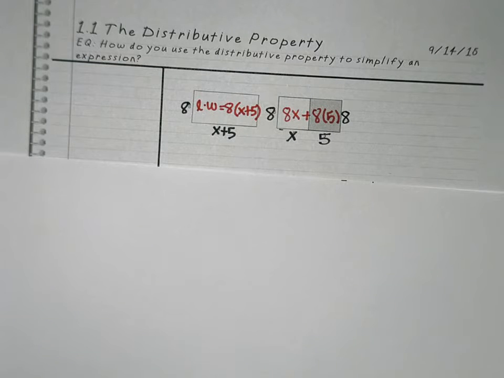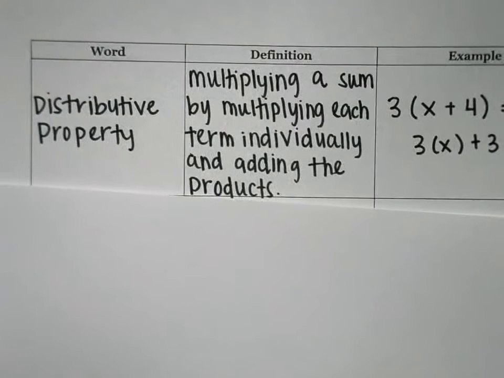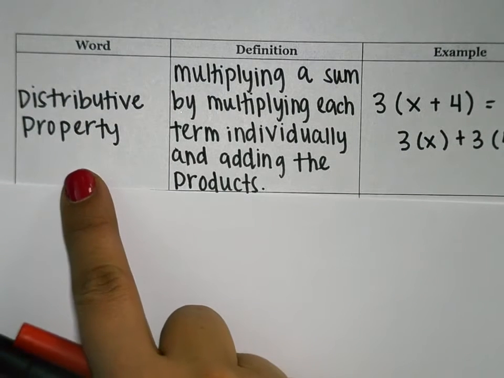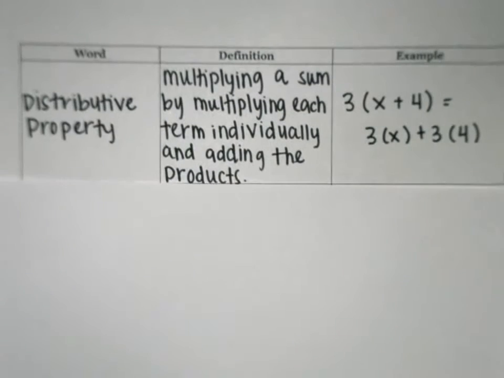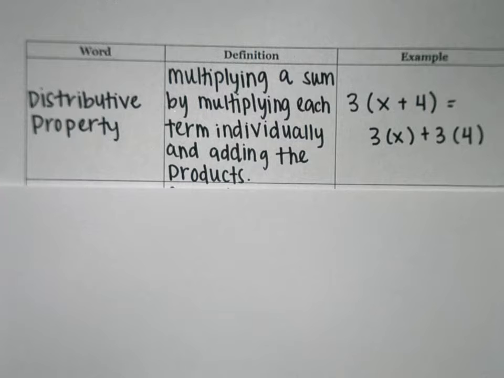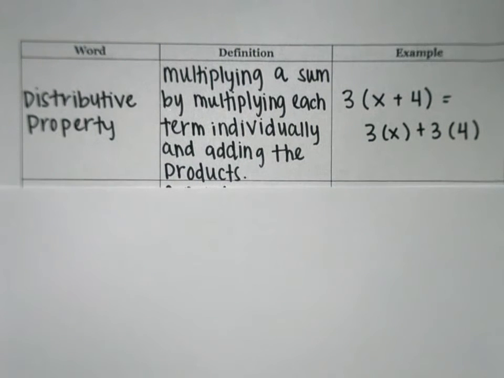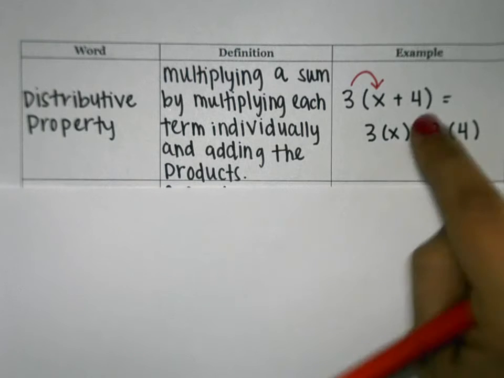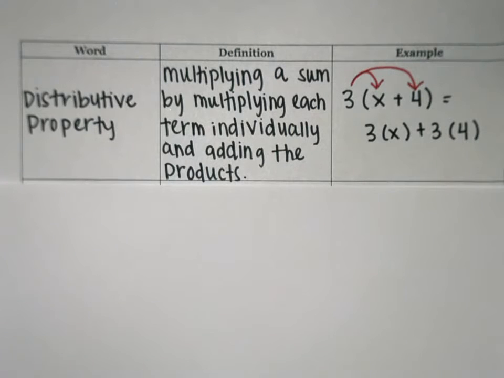So you guys are going to add this to your vocabulary page. On your vocabulary page that you got, there are 3 boxes, one for the vocabulary term, one for the definition, and then we're going to put an example. So that's our first term, the distributive property, and then we're going to practice a little bit. The distributive property, the official definition, is multiplying a sum by multiplying each term individually and adding the products. In our example, I am using 3 times x plus 4, which is the same as multiplying 3 times x, and then adding 3 times 4. So make sure you get those in your vocabulary page.